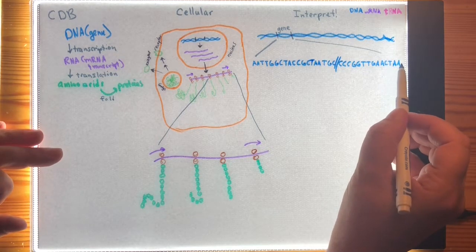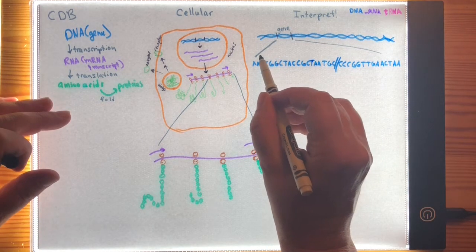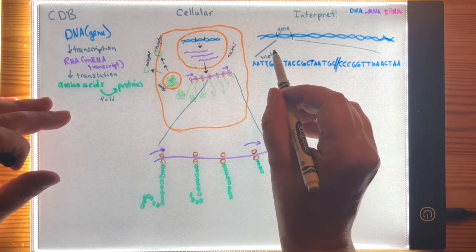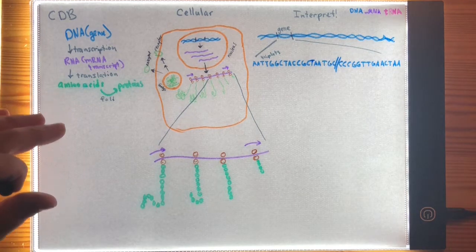The gene could be much, much longer than this. I use that double line to indicate that we've skipped a great deal in the middle. We're only showing the beginning and the end of the gene.